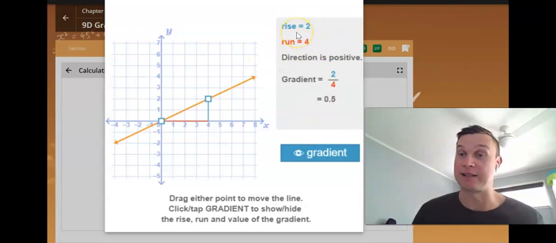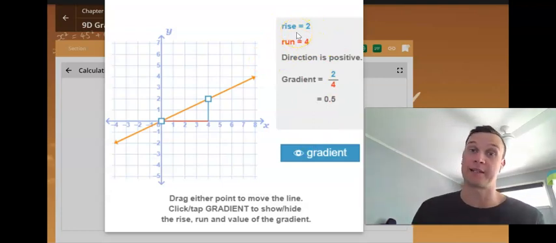So this is basically an example of how you calculate the rise and the run and what that means. So you've got your rise, which is your y-axis. From the point it goes up 2, so you can see my rise is 2. And my run from the point goes across 4. Hence I have 2 over 4. The direction is positive, which we know because it's sloping upwards. And that's how we calculate.